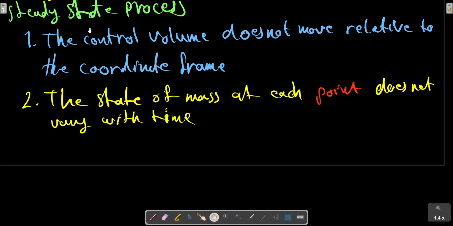And the last one is, as for the mass that flows across the control surface, the mass flux and the state of this mass at each discrete area of the flow on the control surface do not vary with time.